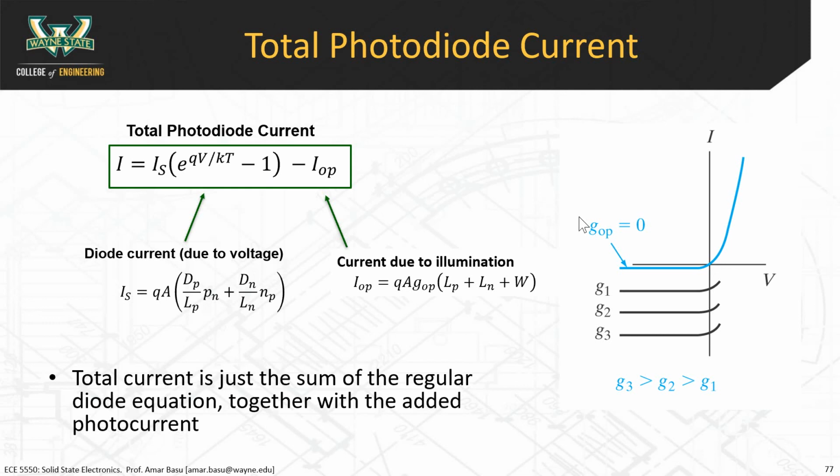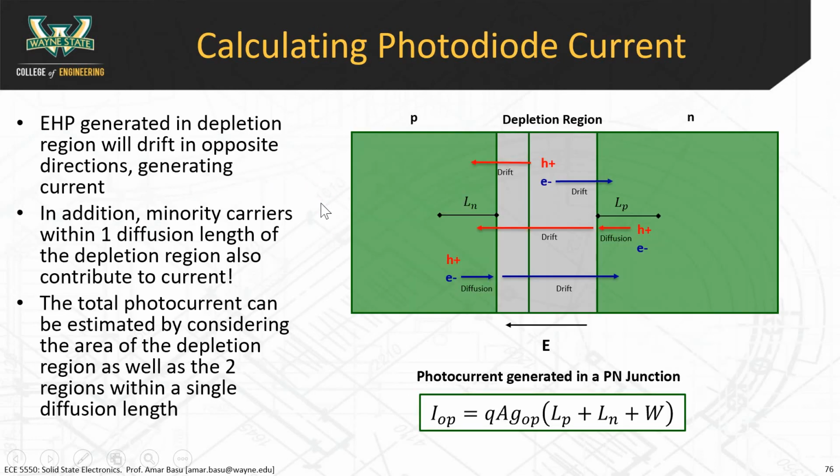The total photodiode current is now equal to the diode current, which we covered earlier in the module. This is the standard diode equation: saturation current times e to the qV over kT minus 1. The equation for the saturation current you already know. But we have this new term now. Notice that this is negative I_OP. The negative is because of the direction of the generated photocurrent: the holes are going from right to left, and the electrons are going from left to right. The photocurrent is actually in the same direction as the electric field in the depletion region.